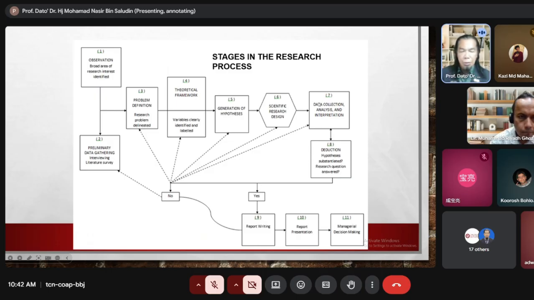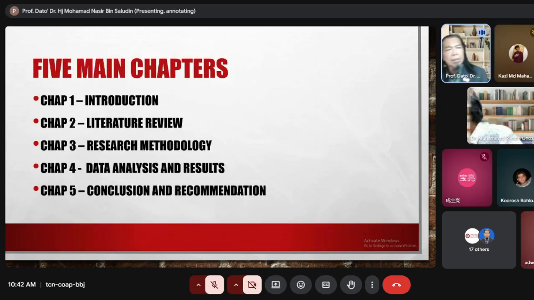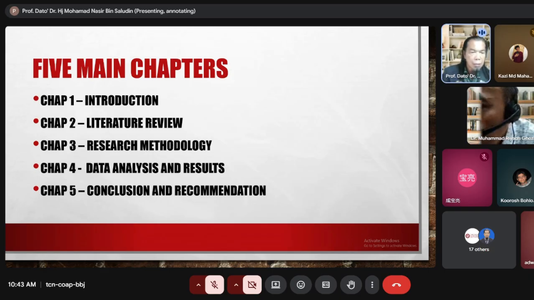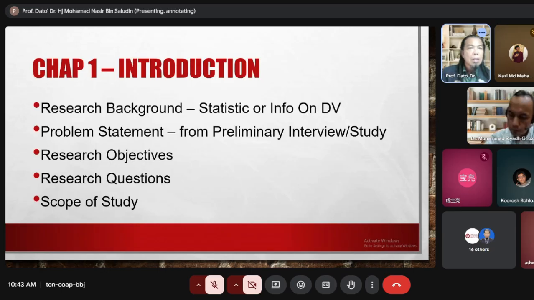To repeat again, there are 5 main chapters. Chapter 1, introduction; chapter 2, literature review; chapter 3, research methodology; chapter 4, analysis result; chapter 5, conclusion and recommendation. Chapter 1, introduction: research background, statistics or info on the DV, the dependent variable. Problem statement from a preliminary interview or study from a report. Research objective, research question, and the scope of study. Scope of study means the variable, the location, the population, and the time.